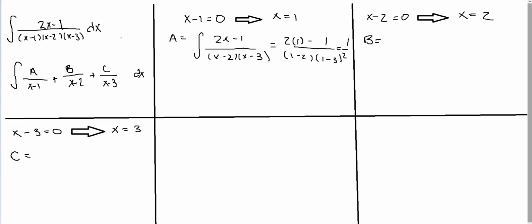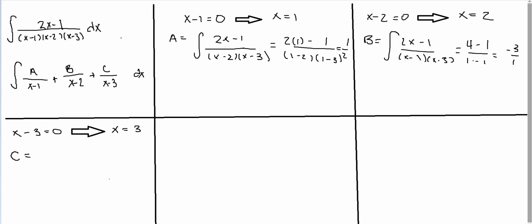Okay, now on to the next. We can say that x = 2, because that's the root of the denominator, and then we take (2x - 1) over (x - 1)(x - 3), and we plug in 2, so it's going to be 4 minus 1 over 1 times negative 1. So that's going to give us negative 3 over 1, I'm sorry, negative 3.